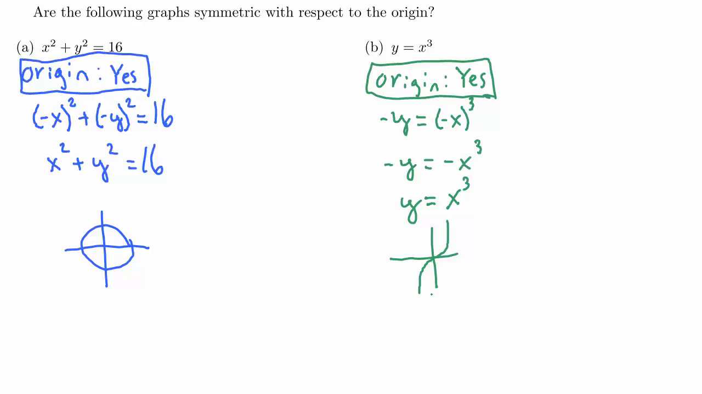Again, notice that quadrant 3 is a reflection of quadrant 1, and quadrant 2 is a reflection of quadrant 4. Also notice that if you turn this upside down, it looks the same. And that's another way of seeing that yes, this is symmetric with respect to the origin.